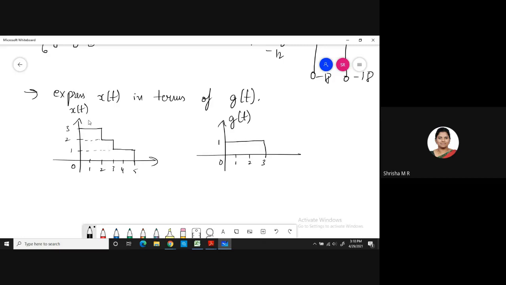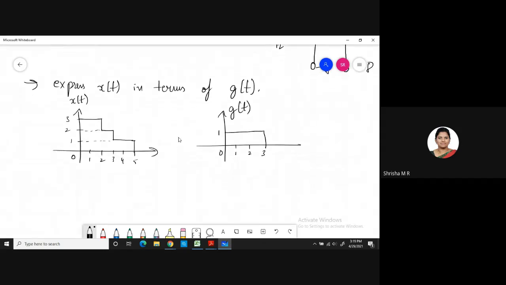So x of t is existing from 0 to 5. It has an amplitude of 3 from 0 to 2, an amplitude of 2 from 2 to 3, and an amplitude of 1 from 3 to 5. This is my x of t, and my g of t is just a signal extending from 0 to 3 with an amplitude 1. So I have to express x of t in terms of g of t.